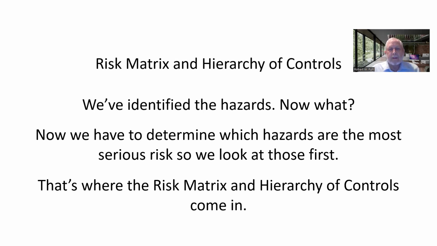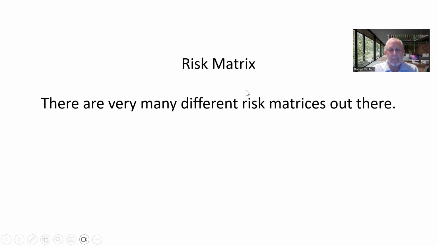So we've identified the hazards, next module, okay? Got all this bunch of hazards we found. Now we determine which hazards are the most serious risks, so we can look at those first. We got, let's say, 5 or 6 different hazards that are worth looking at. So now we're going, what are you going to do with them? So that's where the risk matrix and the hierarchy of controls come in.